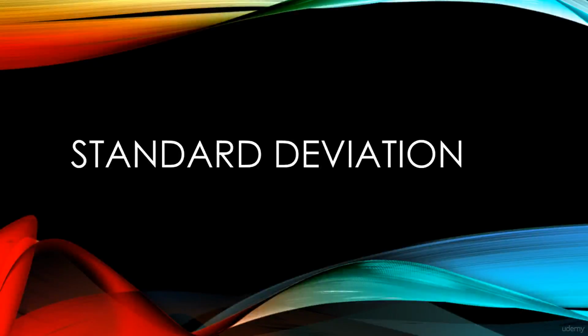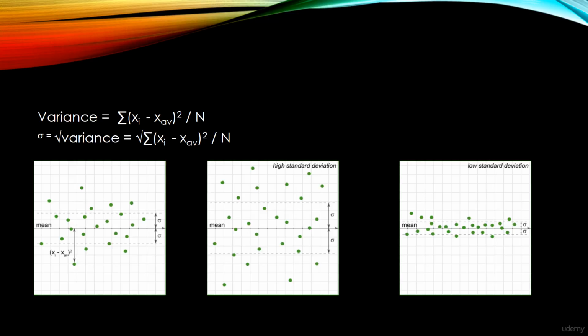So standard deviation is a measure of the dispersion or variation in a distribution, equal to the square root of variance, or the arithmetic mean of squares of deviations from the arithmetic mean. So the variance can be given by: variance is equal to sigma (xi minus xav) whole square by n. Sigma is equal to the square root of the variance, which is the square root of sigma (xi minus xav) whole square by n.